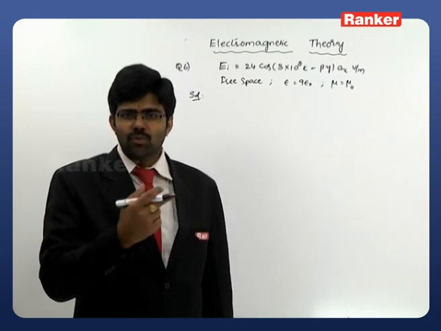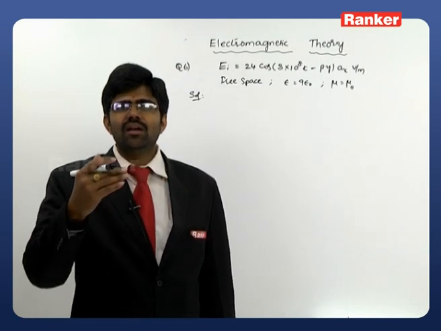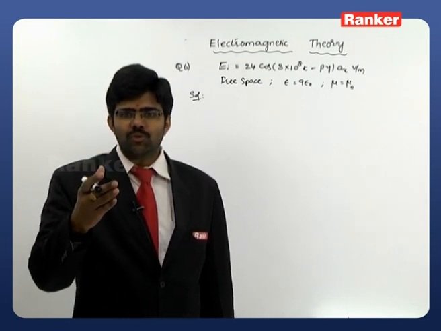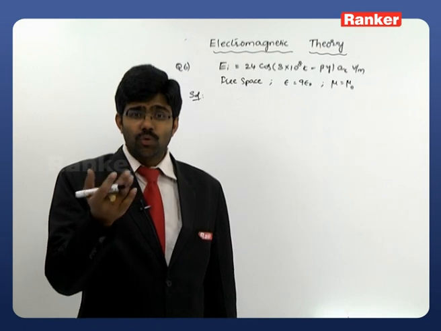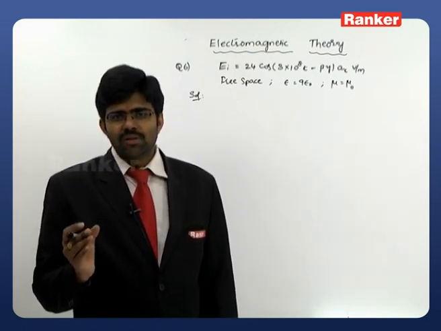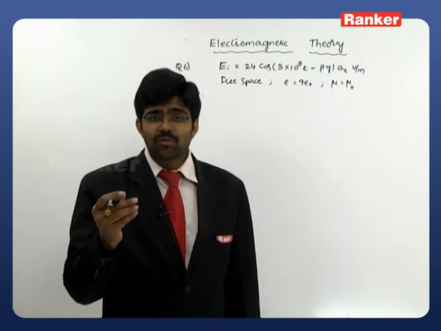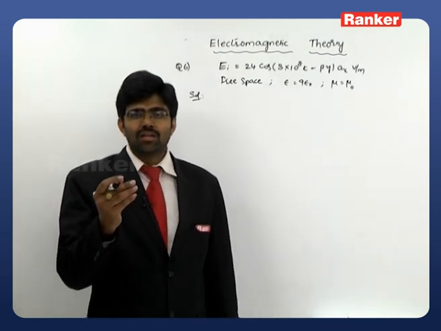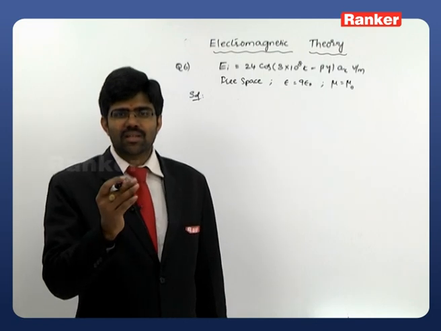The incident electric field is given to us. Whenever it hits the boundary of the dielectric and free space, it takes reflection, and we require the equation for the reflected magnetic field. So here we are supposed to observe initially what the direction will be and what different components may exist for that reflected wave.